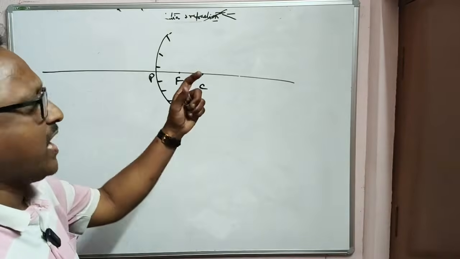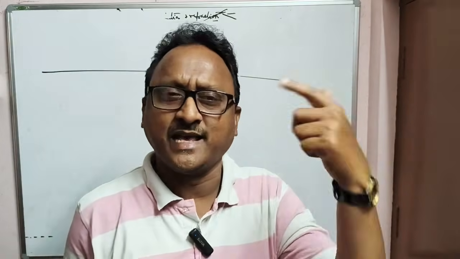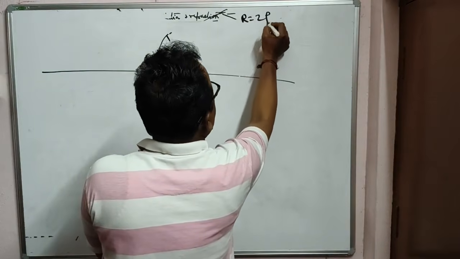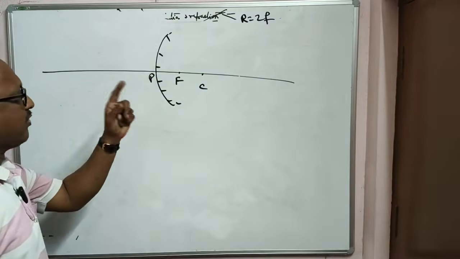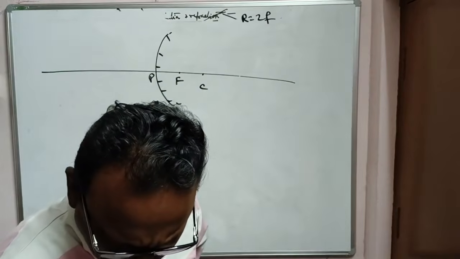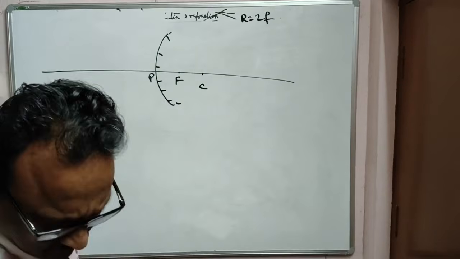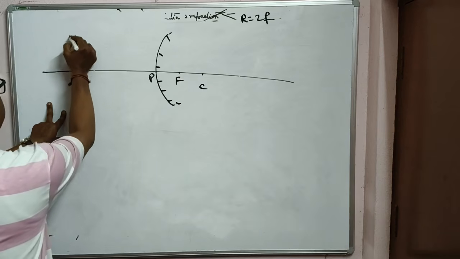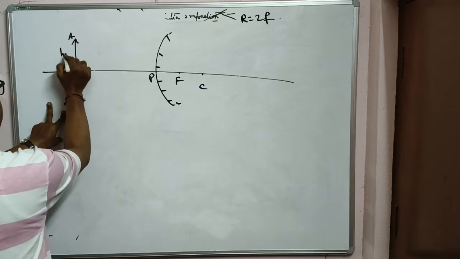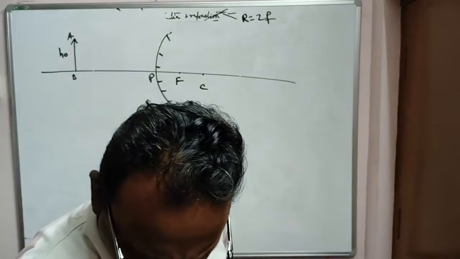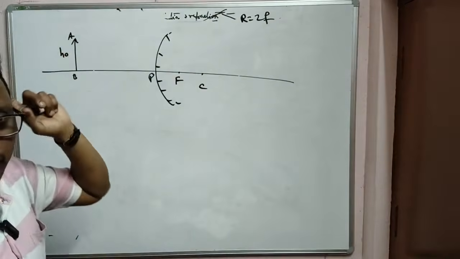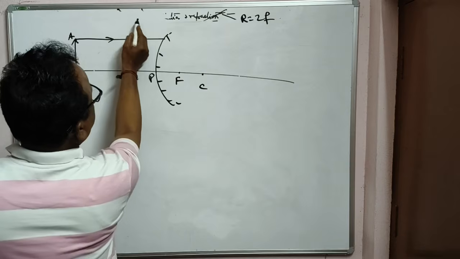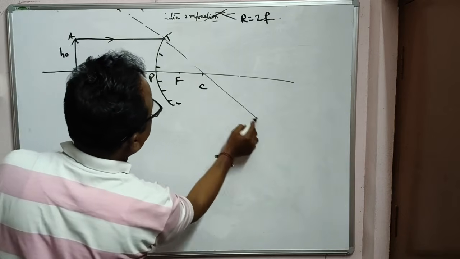In lower classes, maximum R is equal to 2F. Focus is at center only, but in higher classes small variation may be there, because R is always not equal to 2F maybe, but in lower classes it is taken as 2F only. Now here I am taking an object at some distance, extended object AB, height of the object H0. Now I told you in the beginning minimum 2 light rays are required to form any image. So first one I am taking like this, and of course you know this is the normal, always going to the center, normal.